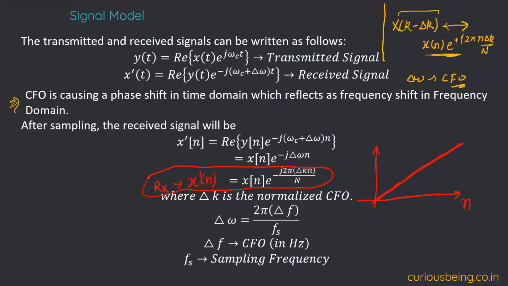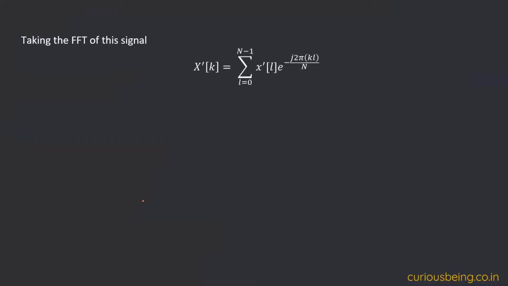Okay, so now we will try to understand more about this, that we said previously that CFO actually introduces scaling and intercarrier interference. So let's see. Till this point we are just after the down converter. Now after the down converter we go for the sampler, so this is after the ADC, and after that we take the FFT of the signal. So this is after taking the FFT.